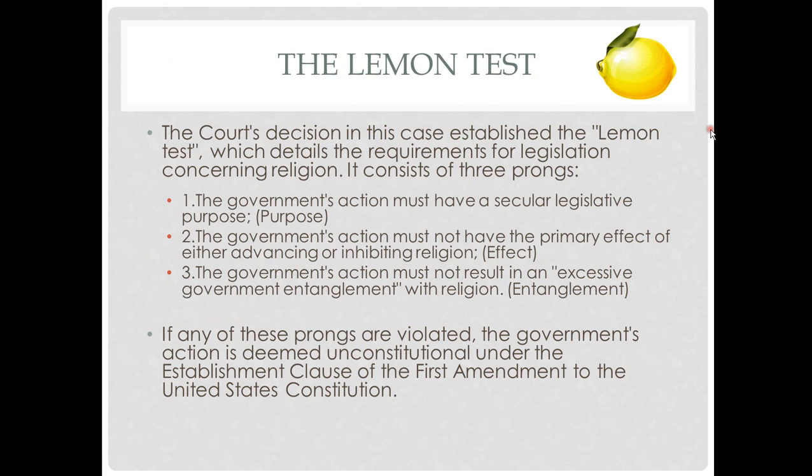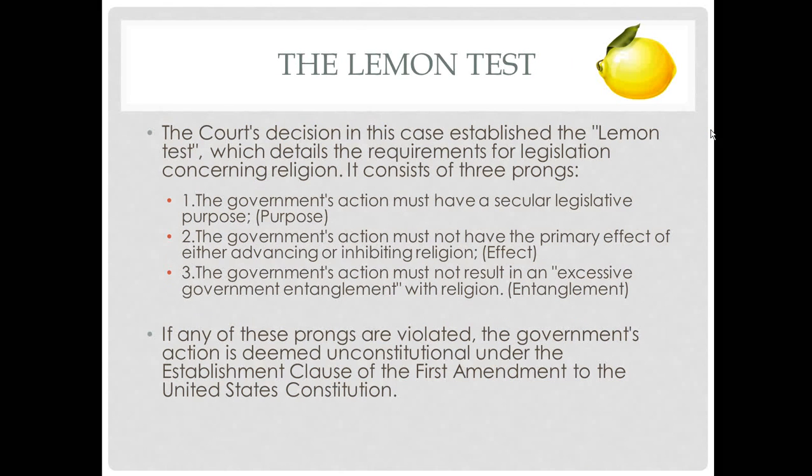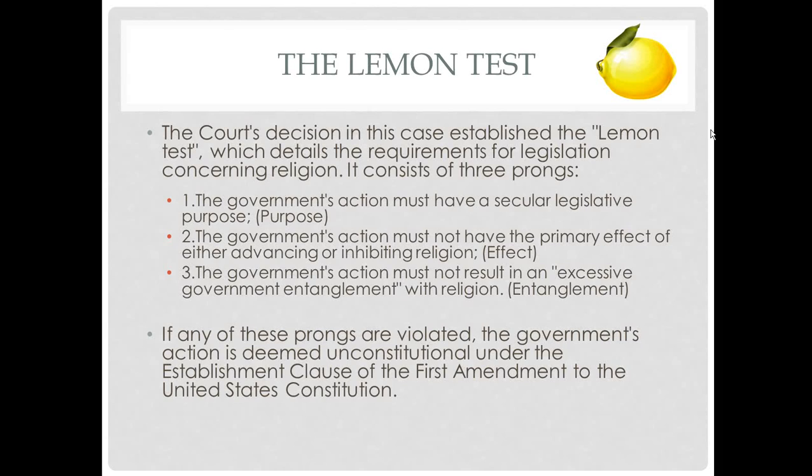So here you'll see the Lemon Test has these 3 prongs, okay? And if any of these prongs are violated, then the government's action or the state's action, the school's action would be considered unconstitutional. So the government's action must have a secular legislative purpose. So there's the purpose prong. Number 2, the government's action must not have the primary effect of either advancing or inhibiting religion. Okay, now that's the effect prong, because these are the 3 prongs: purpose, effect, and then entanglement, and that's the last part. The government's action must not result in an excessive government entanglement with religion.